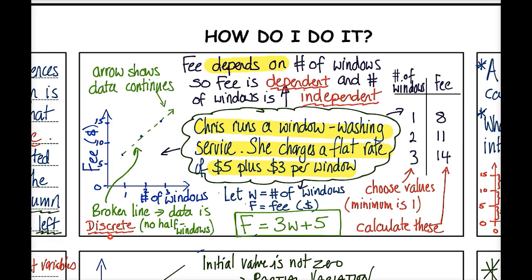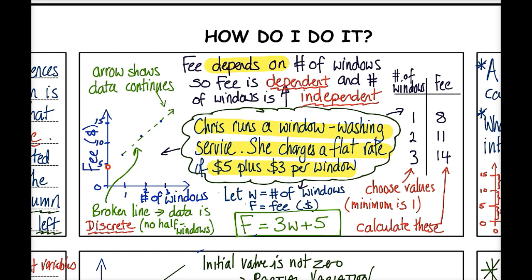And what that means is you can't have any number of windows, in this case, in between these values. You can't have like 1.2 windows, for example. In some problems, we'll see that you can have in between values. That's called continuous data, and then we would use a solid line. In this case, we've got discrete data, so we use a broken or dotted line. Also, we've got an arrow at this end showing that the data would continue beyond there.